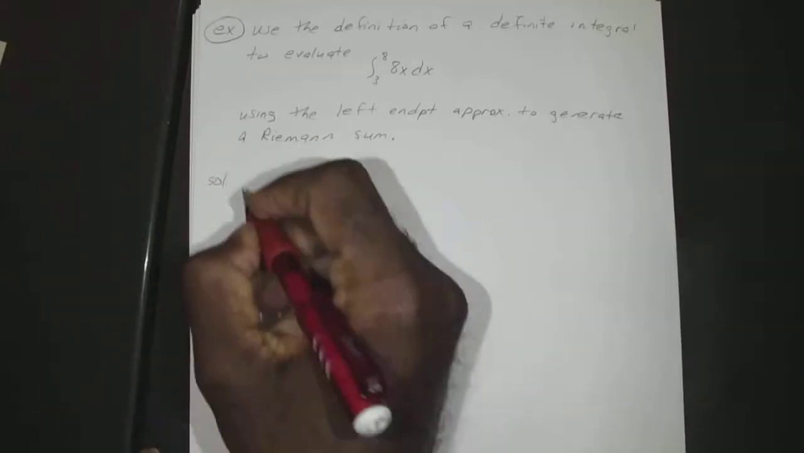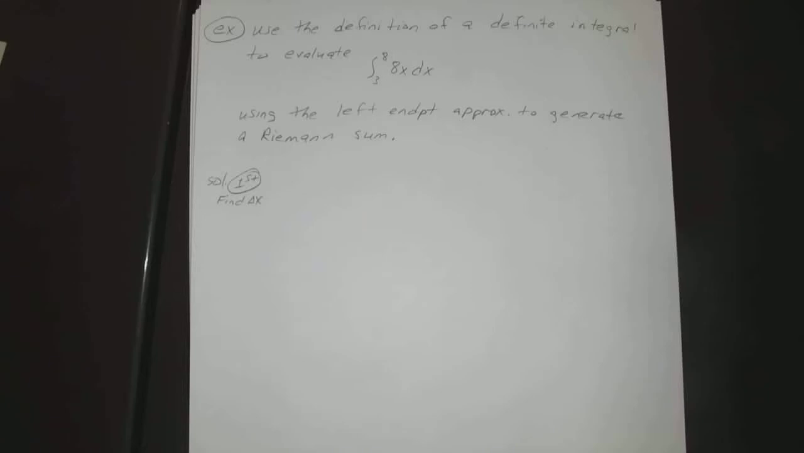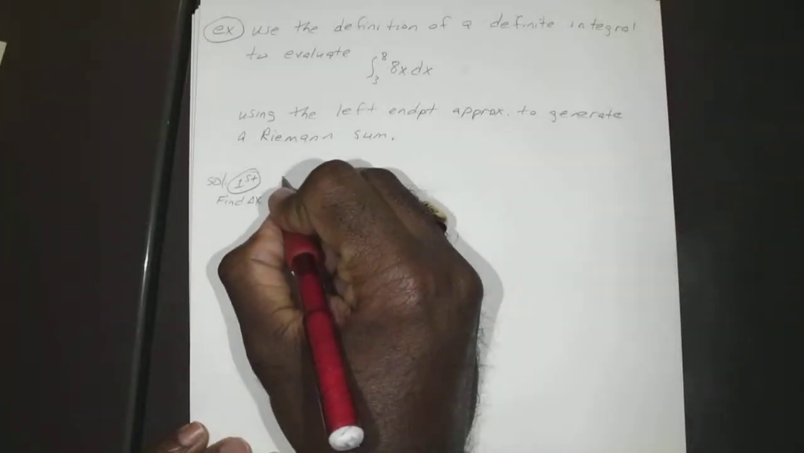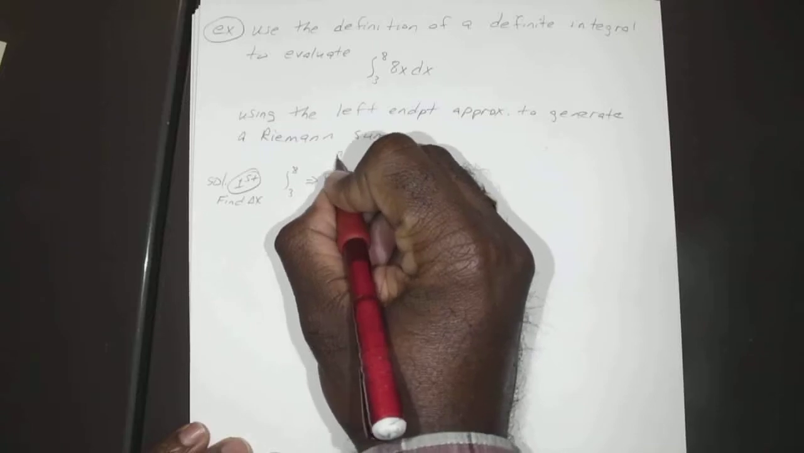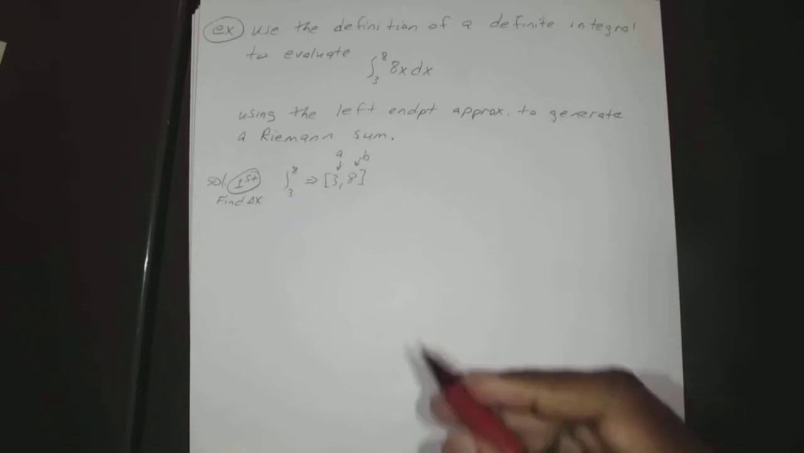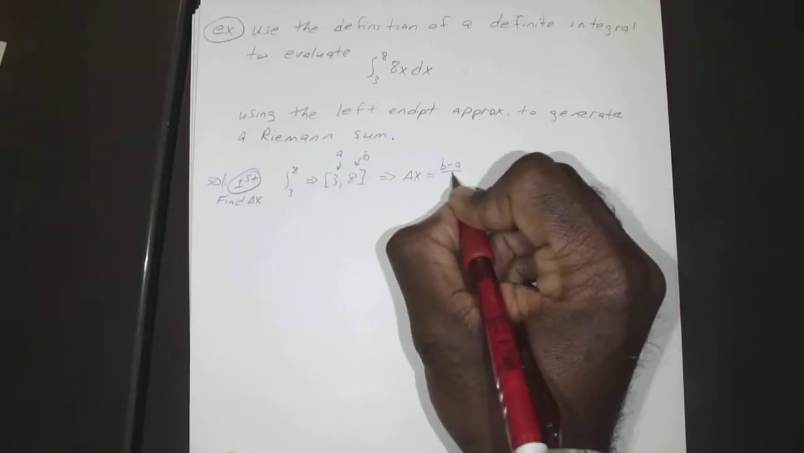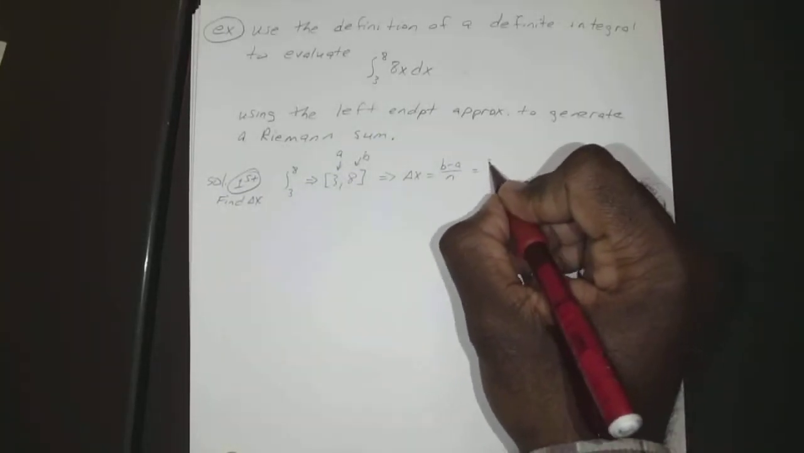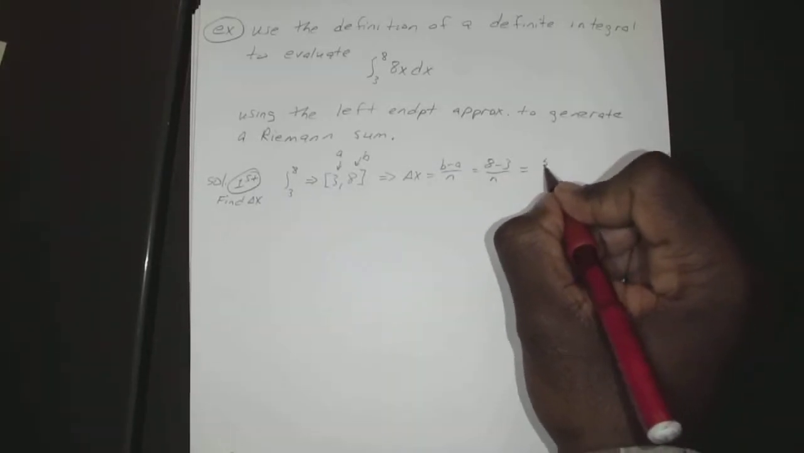Okay, so just like before, your first step would be to find your delta x. We know that the integral from 3 to 8 is just another way to say from 3 to 8, which is your a and your b. So our delta x, which is b minus a over n, is 8 minus 3 over n, which is just 5 over n.